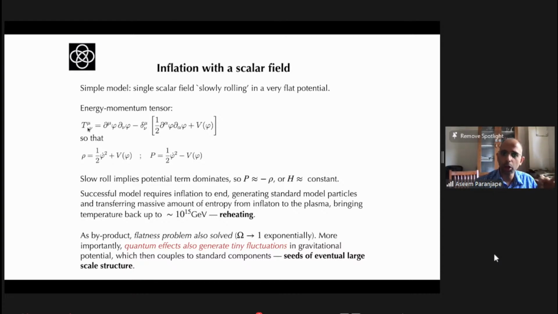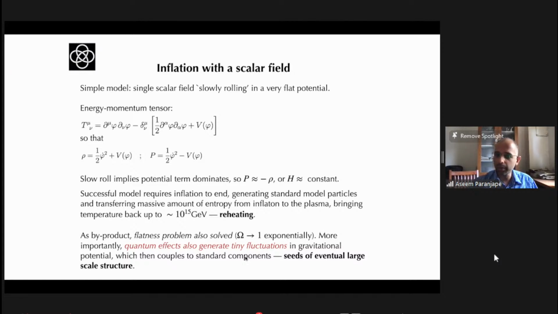So you'll generate small perturbations of the FLRW metric. The metric is the way we describe gravity. So basically, you are generating tiny fluctuations of a gravitational potential. Once you have a gravitational potential which is fluctuating by some amount, those fluctuations will immediately couple to any standard model particles that you generate, even if you generated them with perfectly homogeneous distribution.